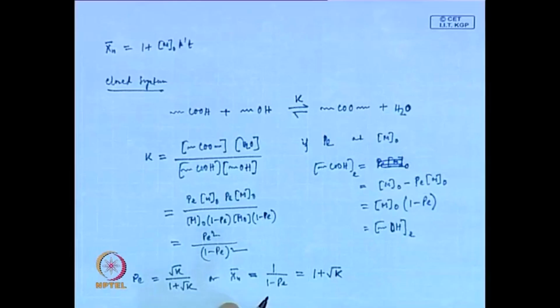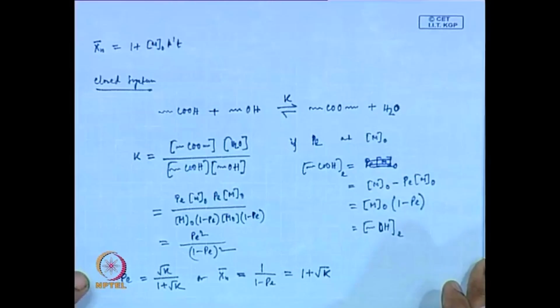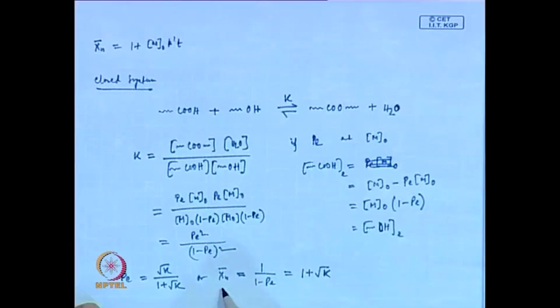Now, remember the difference between the earlier case and this case. In this case, we are carrying out the reaction in a closed system, which means none of the reactants or the products are taken out from the system, and the reaction is allowed to reach equilibrium. And from this, we now can say that this is the formula which relates average degrees of polymerization with the equilibrium constant.